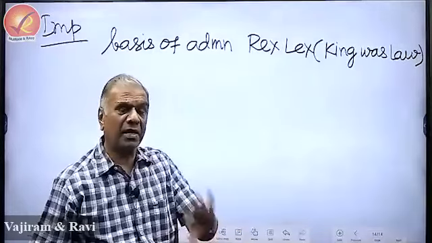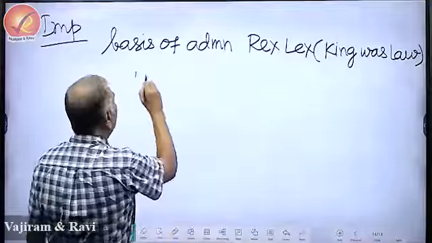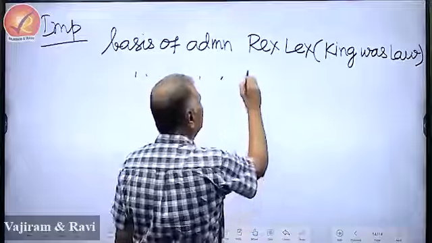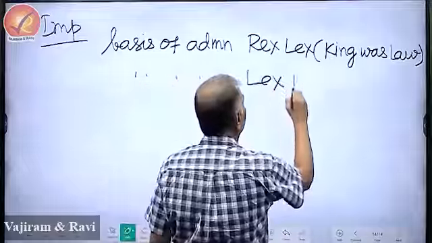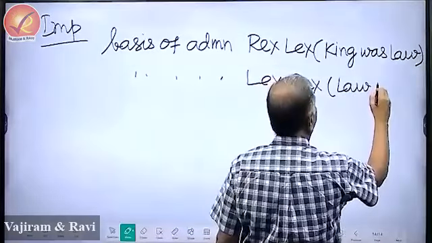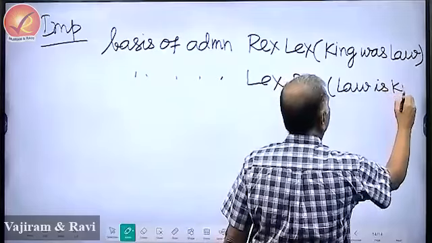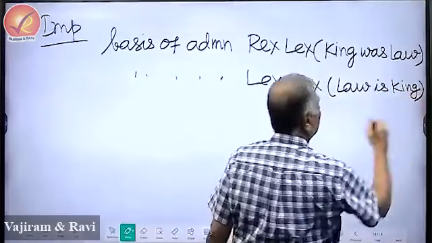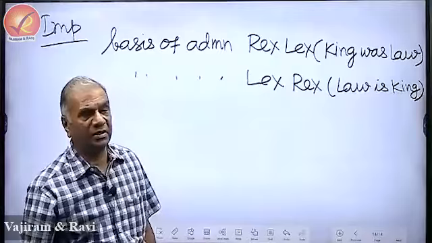But after the adoption of rule of law, how has the basis of administration changed? It has changed to lex rex. That is, law is king. So this is the first importance of rule of law. It fundamentally changed the basis of administration.